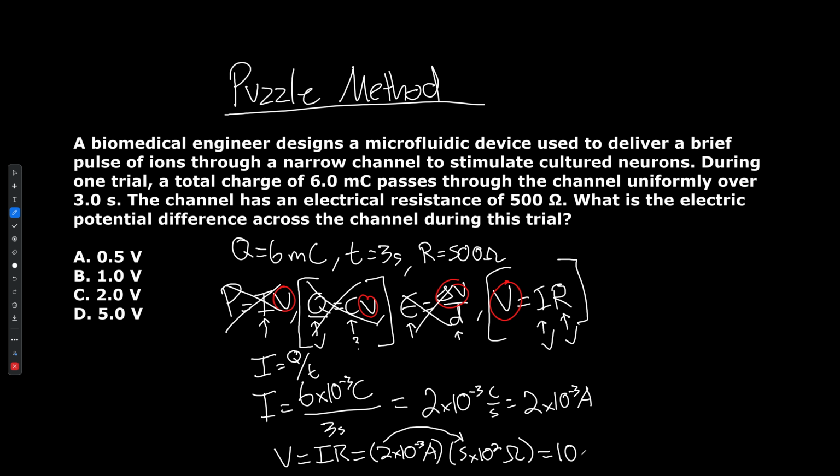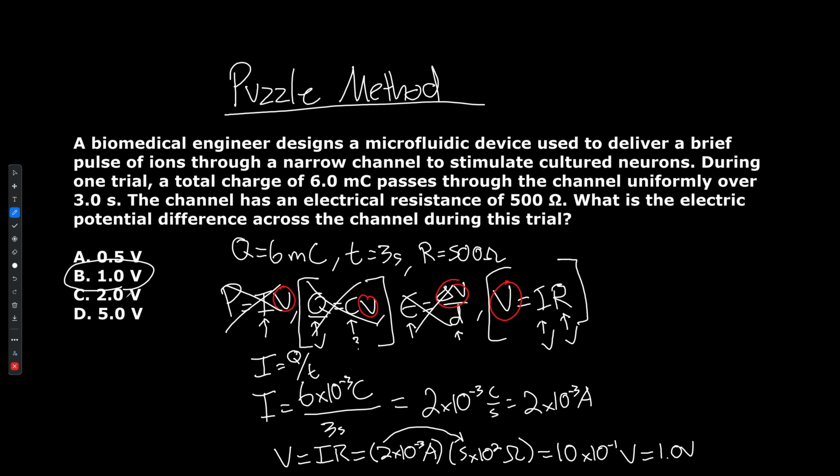I'm going to show you a little bit of a shortcut here. I know that the answer has to be B because our number has to start with a 1 essentially. But just to finish that out, we get 10 times 10 to the negative first power because negative 3 plus 2 is negative 1. And then from there, that's volts. This simplifies basically to 1 volt. And the answer is B.